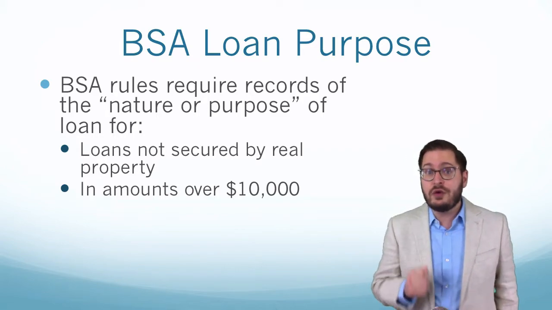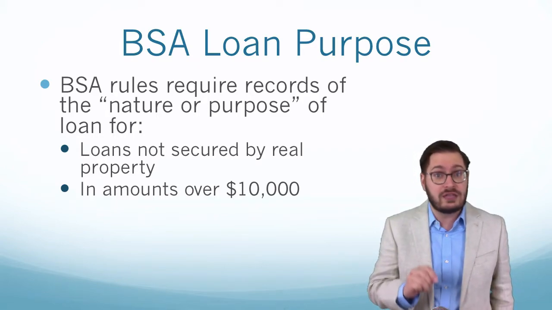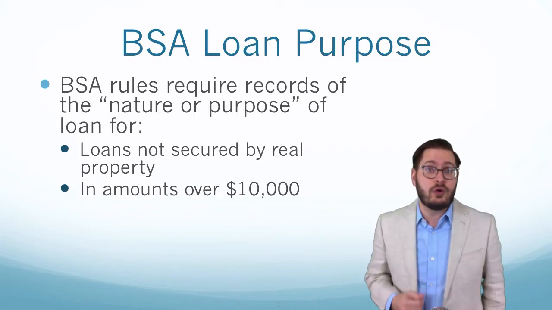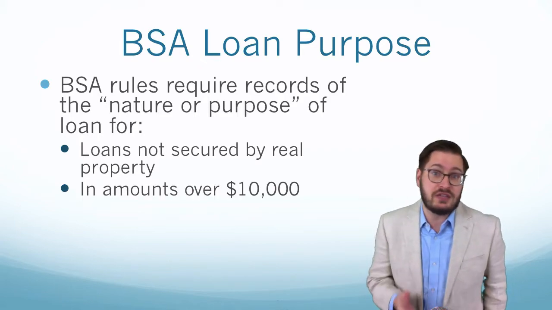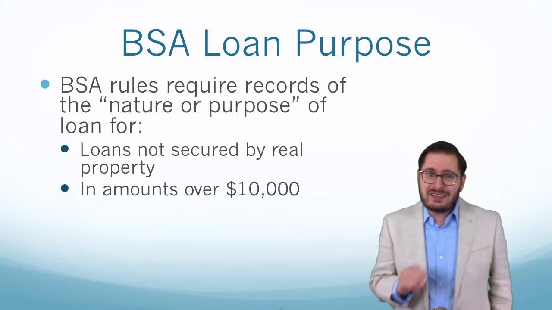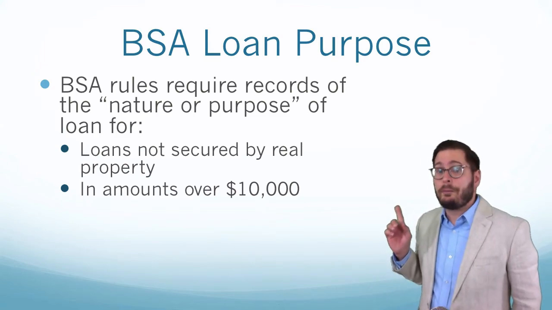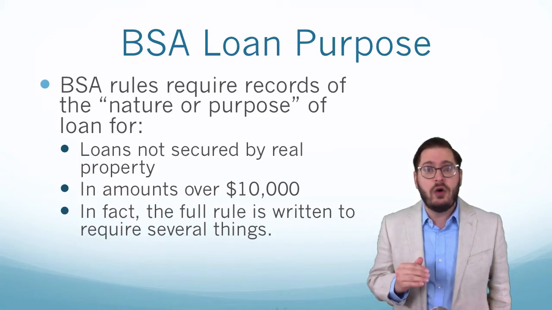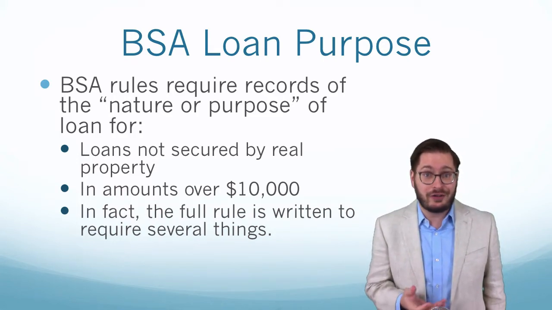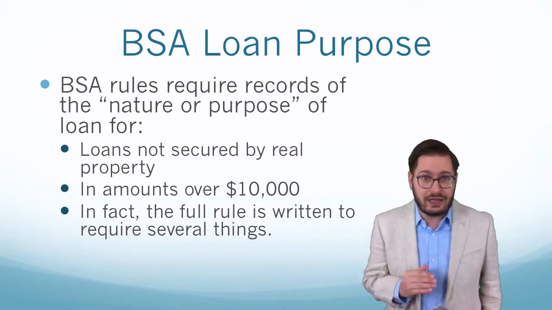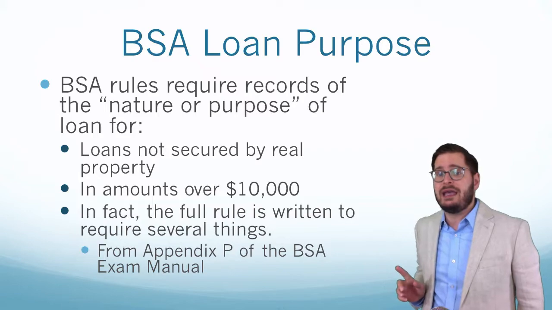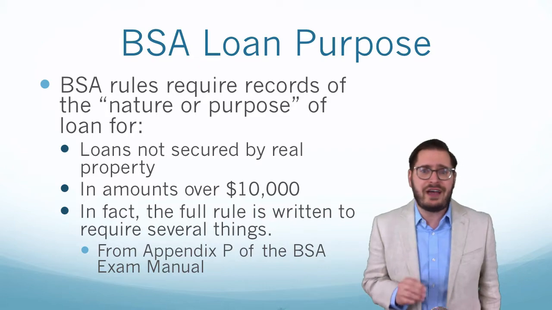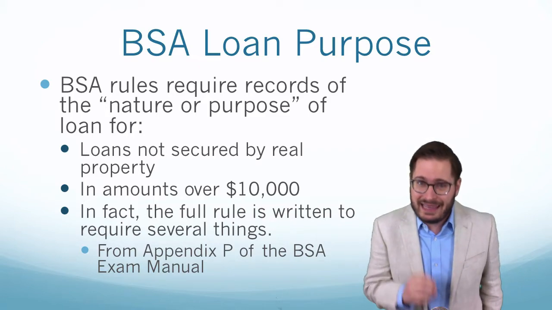So for those of you who do unsecured loans at all over $10,000, you need to pay attention, because this is a very common error, and it's even a common error for your deposit secured loans, share loans, or CD secured loans. So the biggest thing we're focusing on here is the nature or purpose of the loan, but the way the rule is written, there are actually a number of requirements. So for those of you who are auditing BSA, and you're trying to determine what to look at, we go to Appendix P of the BSA exam manual from the FFIEC.